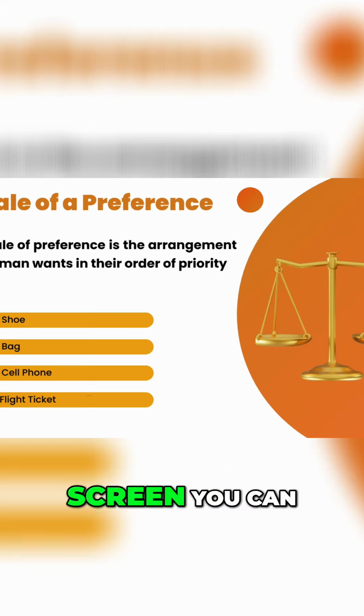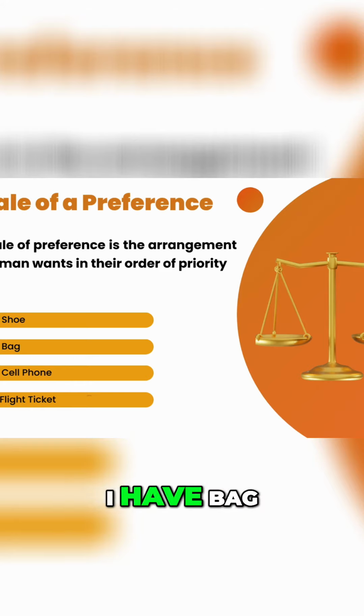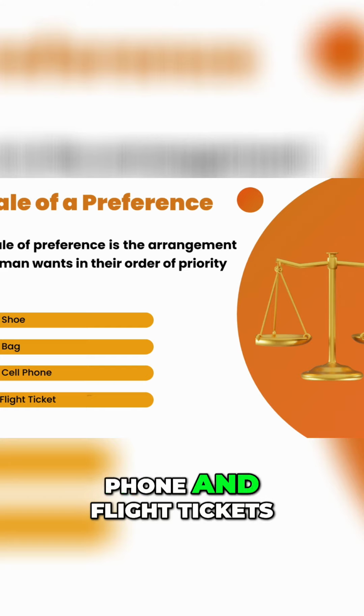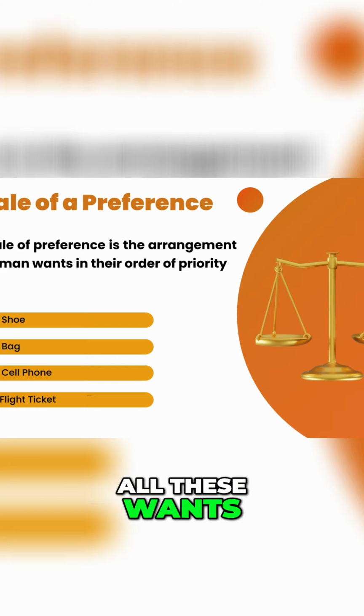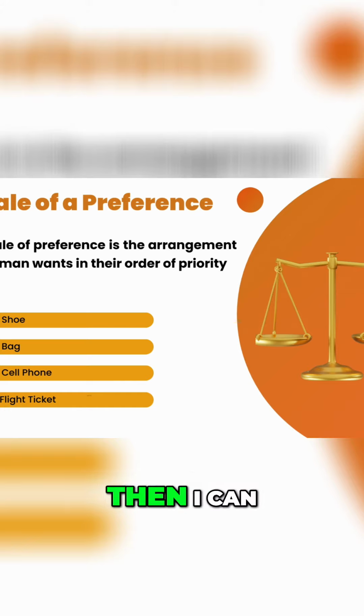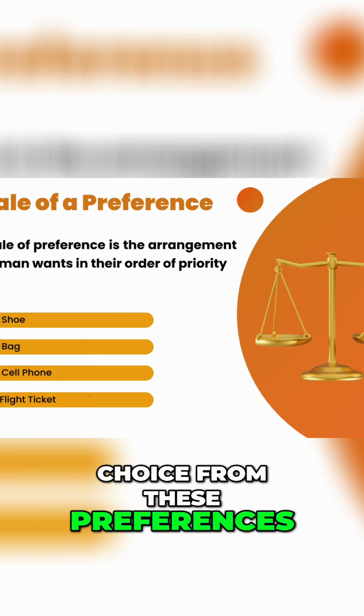And on my screen, you can see this is a perfect scale of preference. I have shoe, I have bag, I have cell phone, and flight tickets. And I've listed all these wants in the order of priority. Then I can make my right choice from these preferences.